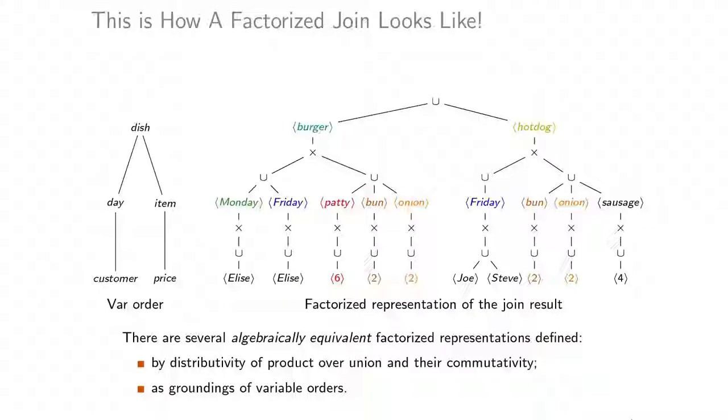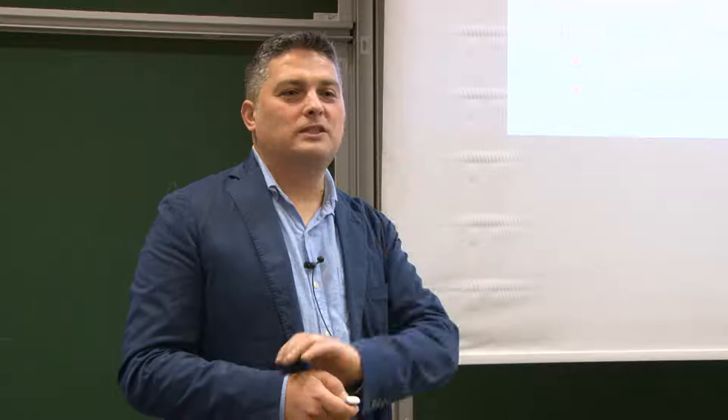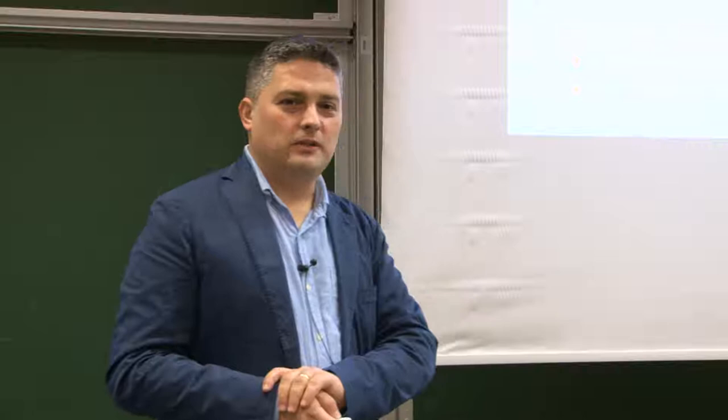I say, given a burger, I actually represent symbolically the Cartesian product of the information about day and customer and the information about item and price, right? It's just a symbolic representation. I don't materialize this Cartesian product. This is actually the source of all evil in databases. This blows up the representation size, yeah?